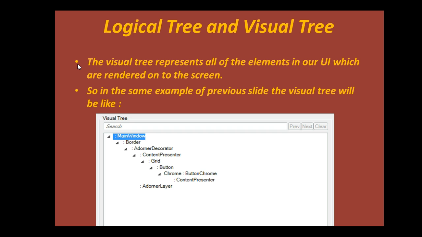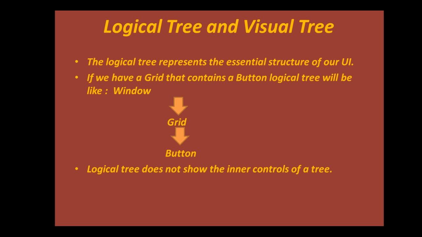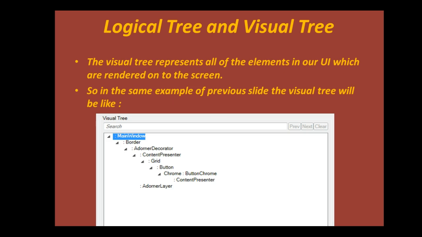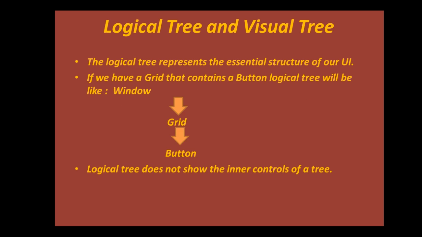So I hope this explains to you the concept of logical tree and visual tree. So what is represented to our eyes, that is logical. What is actually present behind the scenes, that's the visual tree. This is the visual tree and this is the logical tree.